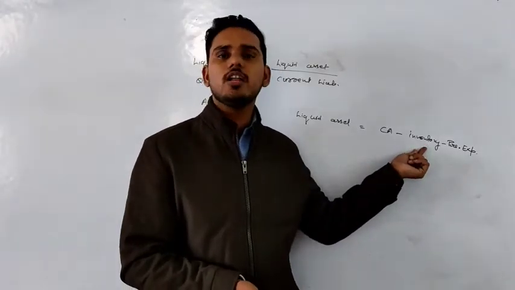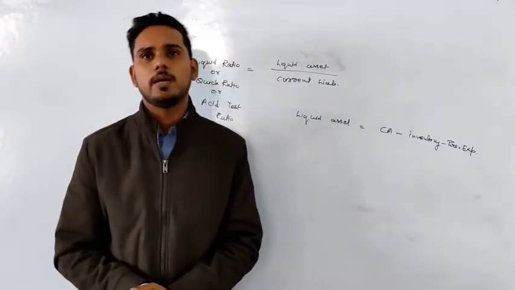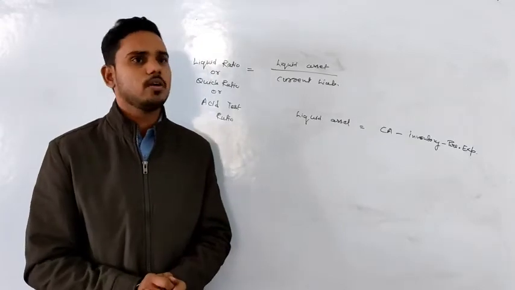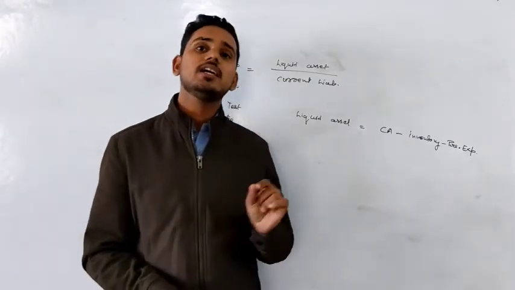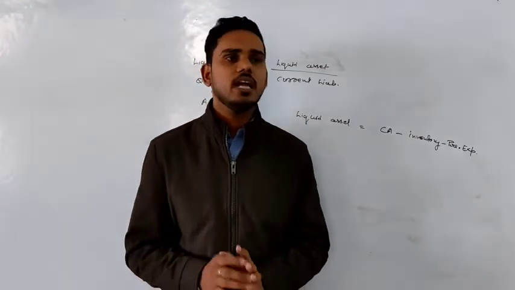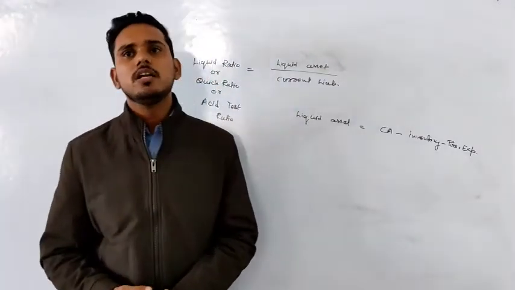Here also in inventory you need to ignore loose tools and spare parts. That is the way we are doing. Same for debtor also. We need to take debtor at net value. That means if any provision is given, that should be deducted.